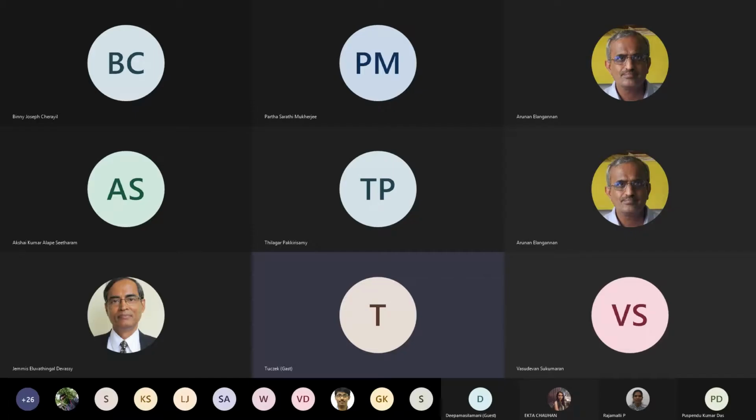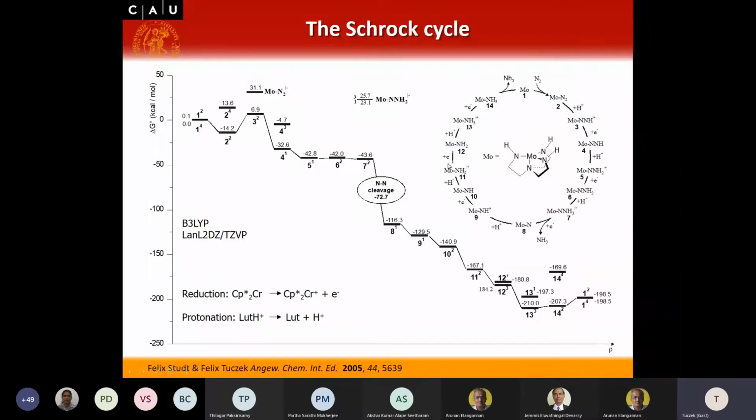In the treatment, we treated the catalyst as well as a reductant, as well as a protonating agent by DFT. And here you see the energy profile of this process. So here we have the bare molybdenum complex. It first binds N2, and this is the most endergonic step. Here, the first protonation of N2, and then we have a reduction and so on.